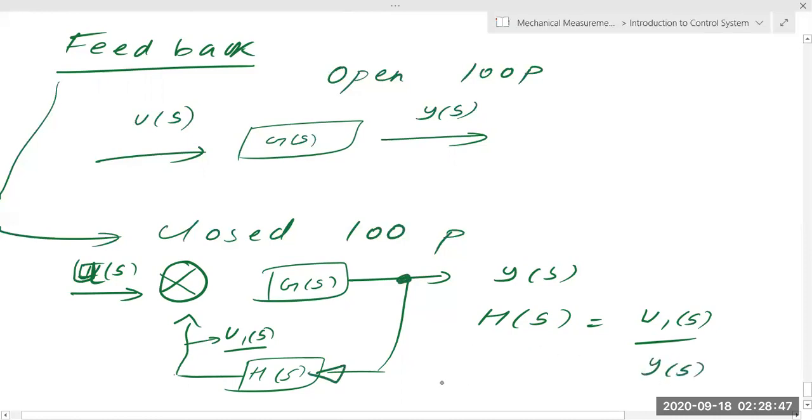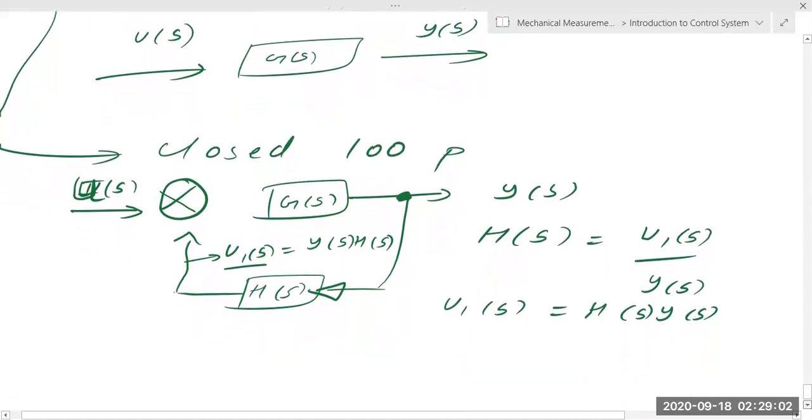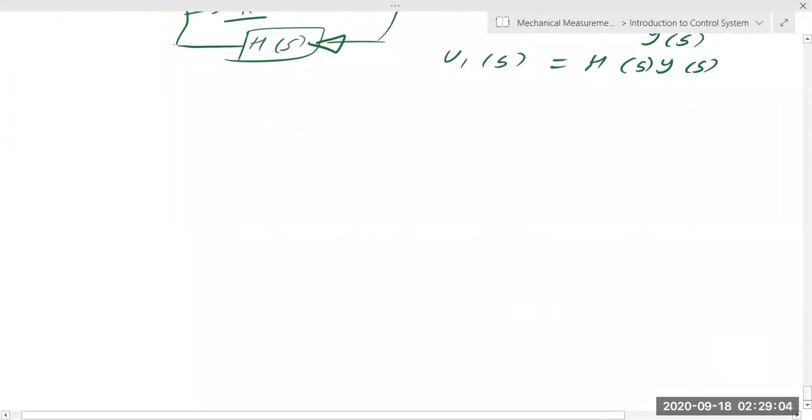Now if I tell you to find u1 of s, it will be equal to what? H of s into y of s. This is very important. So we have got the value for u1 of s, which is y of s into h of s. This is very important. Now I'll go to the same diagram again and try to make it clearer for you.